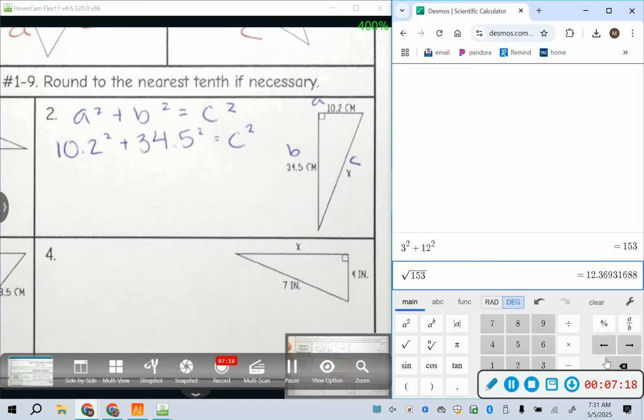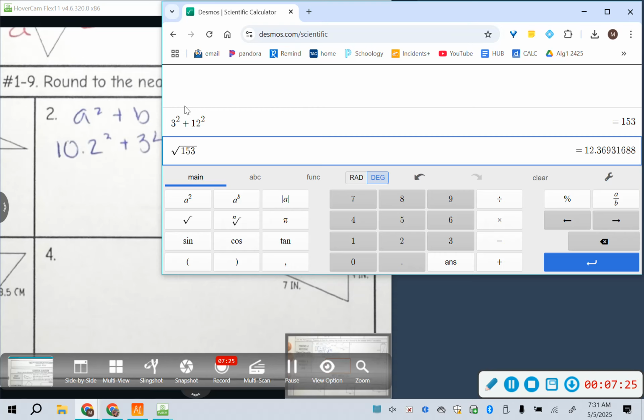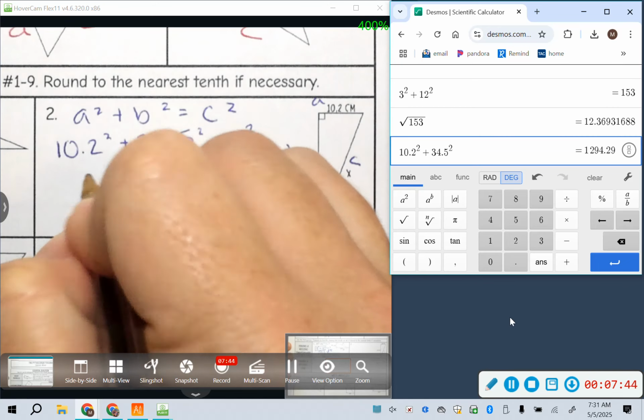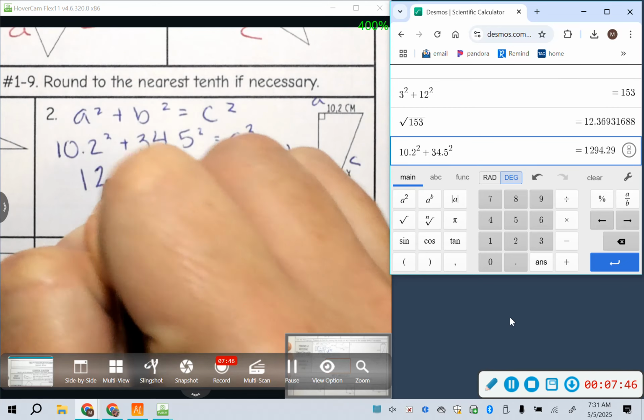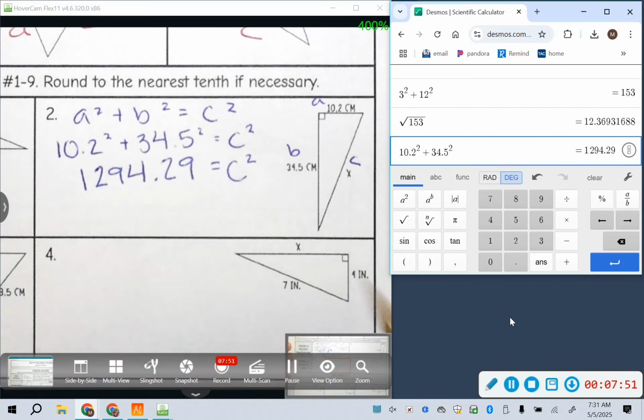So we're going to type that in our calculator. If I can reach my calculator. So 10.2 squared plus 34.5 squared. And I get this big old number. So I get 1,294.29 equals c squared.